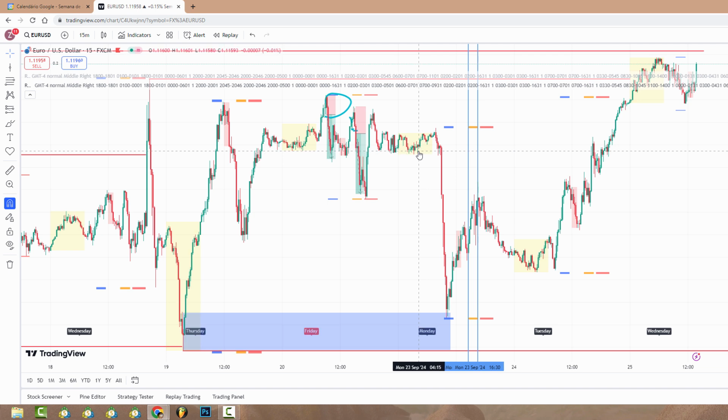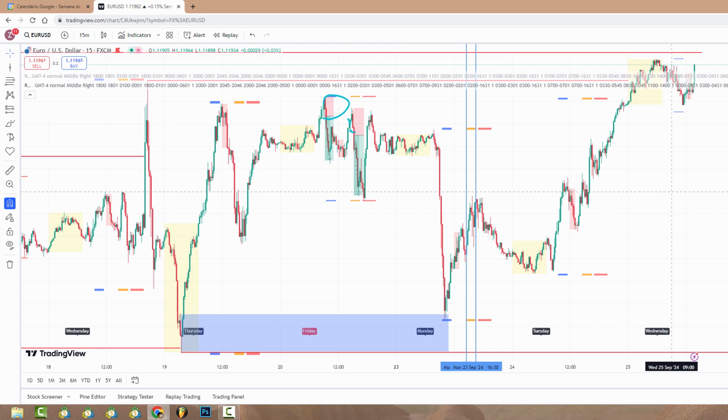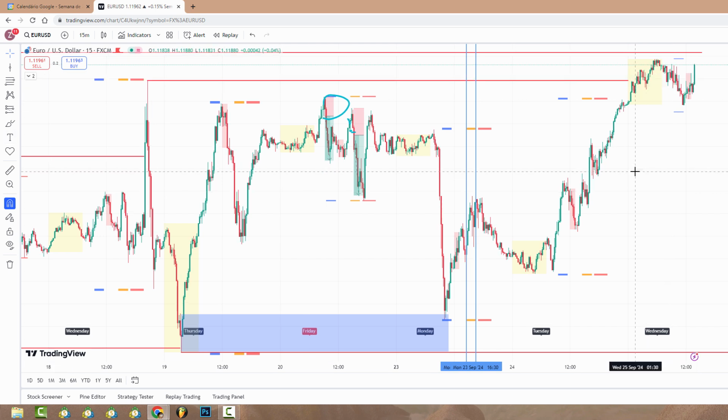But yeah, that's basically why. You'll get a feel for which day it is. From here to here it's a full day, and you get to see the Asia liquidity.